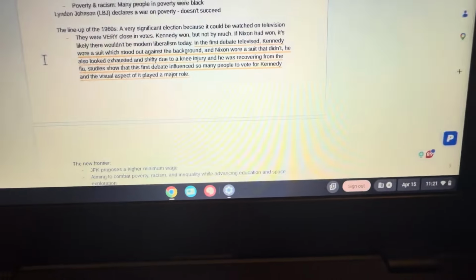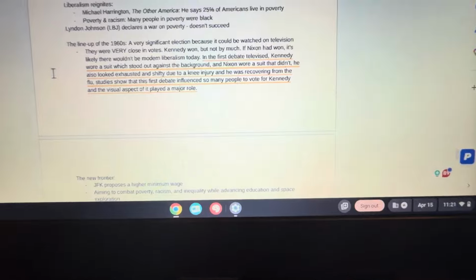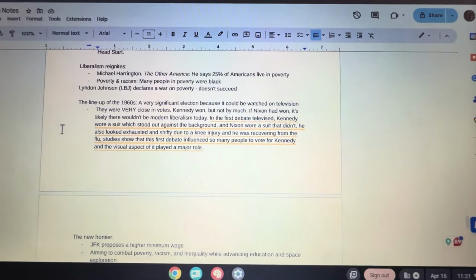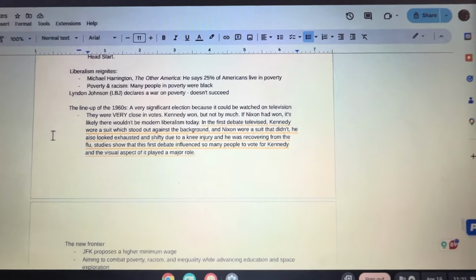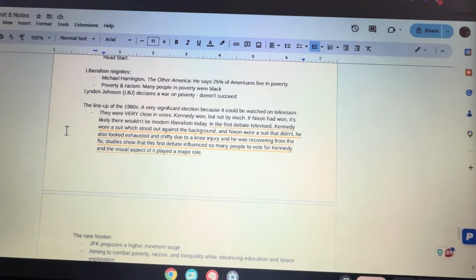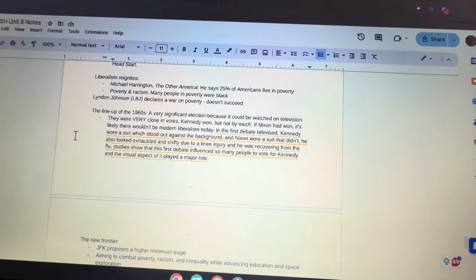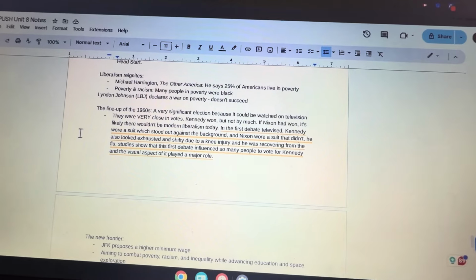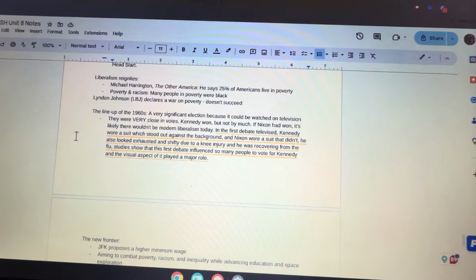Liberalism reignites. Michael Harrington and the Other America. He says 25% of Americans live in poverty. Poverty and racism. Many people in poverty were black. And Lyndon Johnson, LBJ, declares a war on poverty but doesn't succeed.